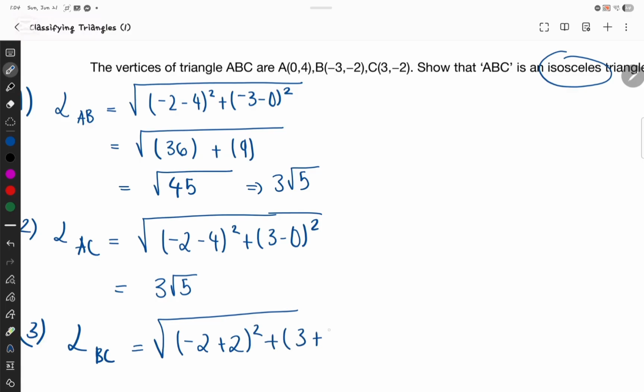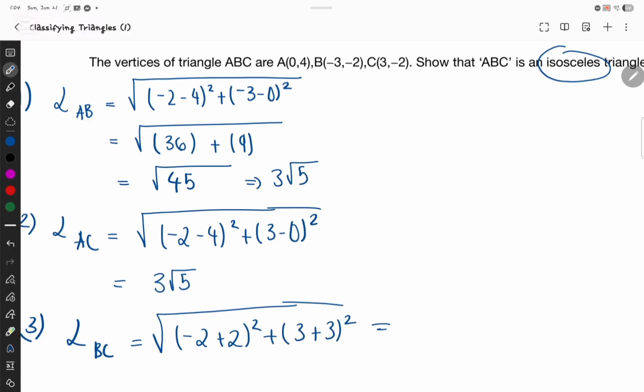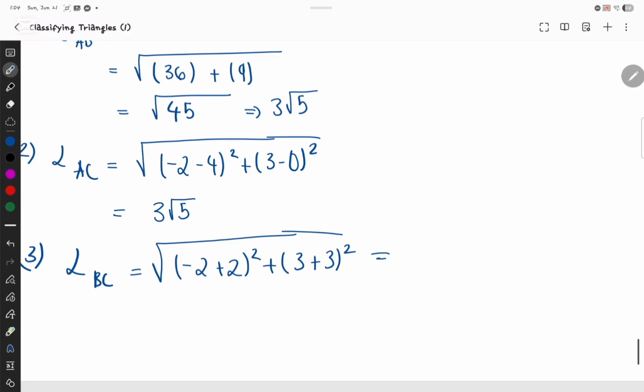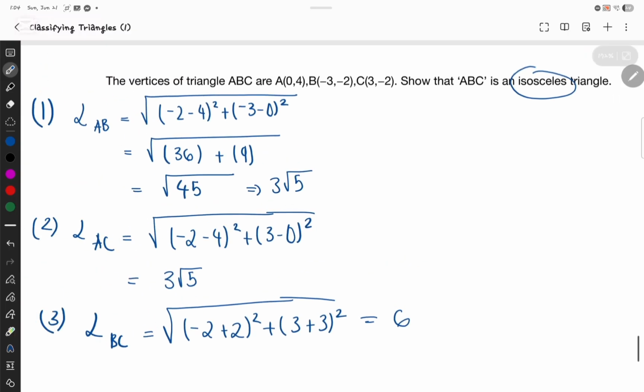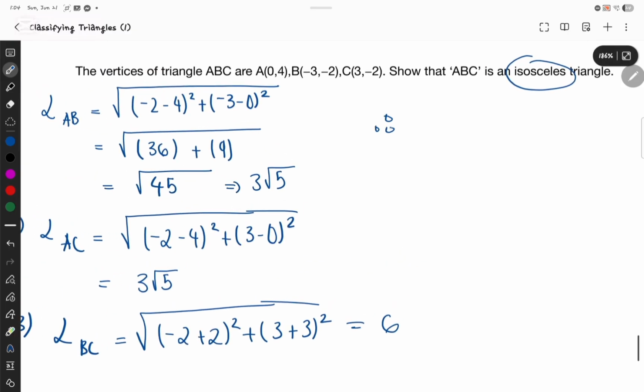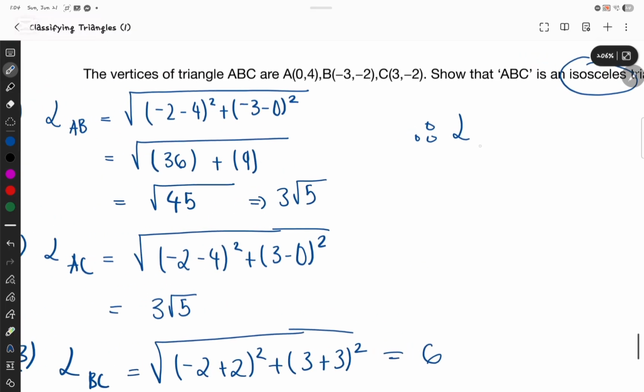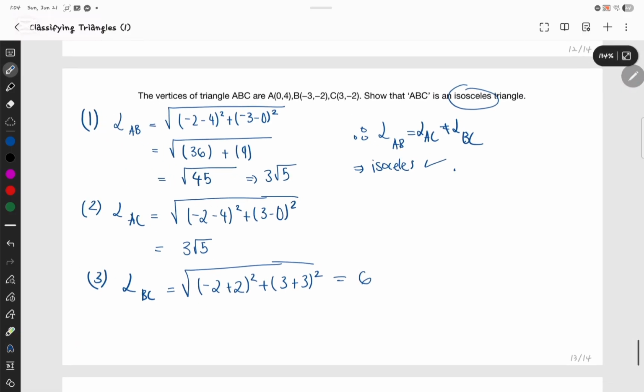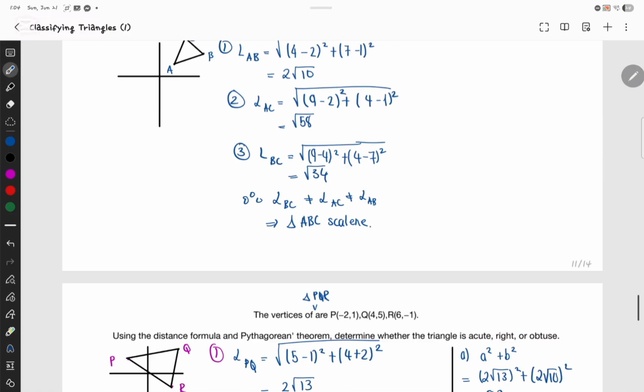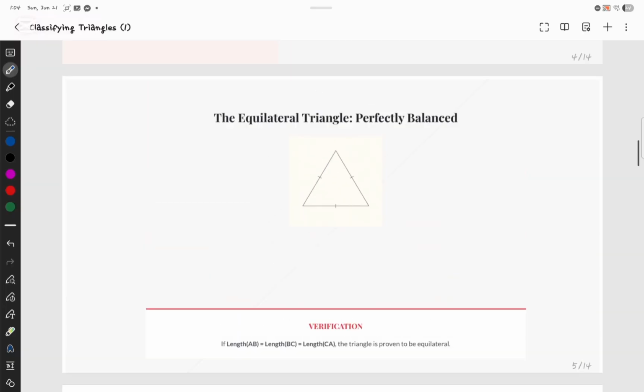You plug it into the length formula, which gives you 6. So we proved it because only two sides are equal and the other side isn't equal. Therefore it's isosceles.